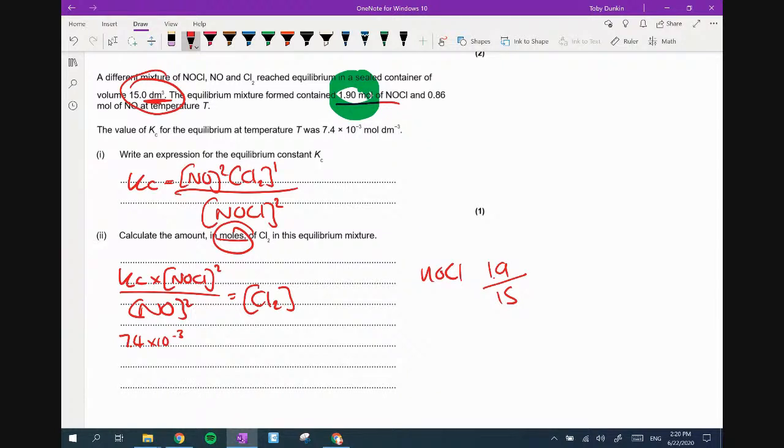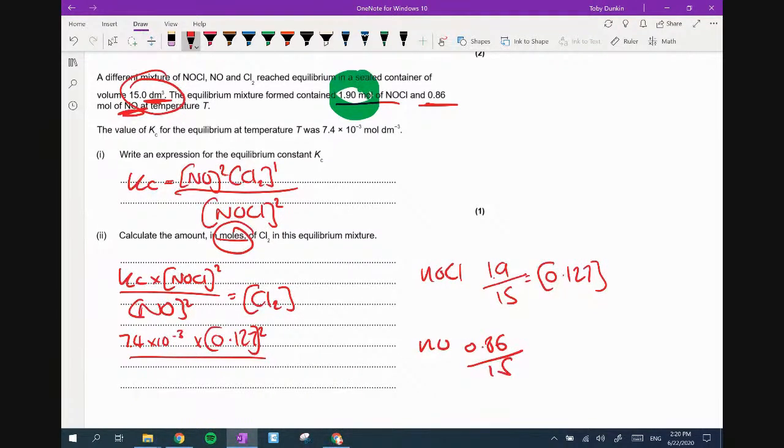Divided by 15 gives me 0.127 moles per dm cubed. There you go. There's my number. So the Kc, and that's NOCl, becomes multiplied by 0.127 squared, all over NO. They told me NO moles as well. So NO moles is 0.86 divided by 15, the volume. Totally flummoxed it. There we go. Now I can insert that one, and it is squared still.